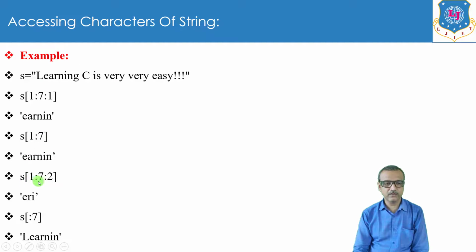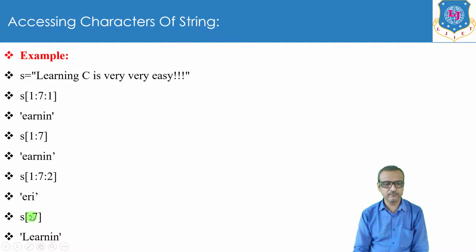Now S[1:7:2] will give us the output from index number 1 to index number 6, but here it will take the step size 2. So it will start from this E and take a step size of 2 till this N. So we have the first character as E, then after R, and then after I. So this is the output ERI.